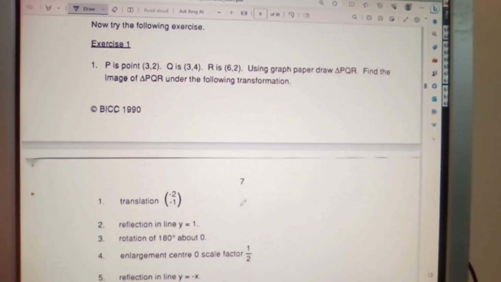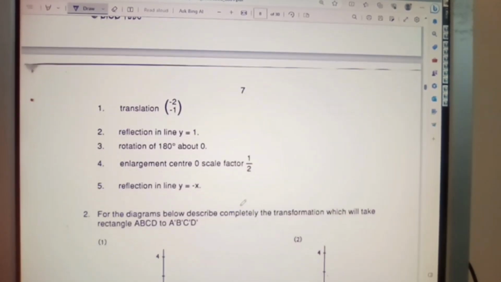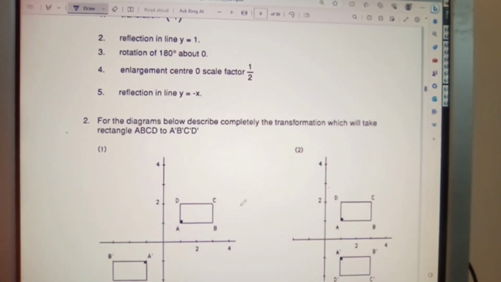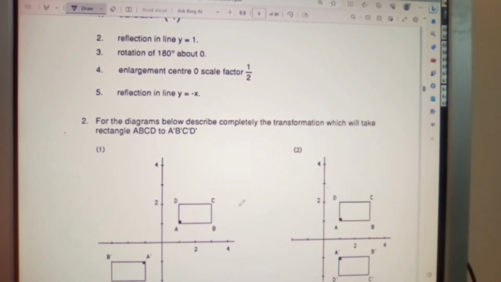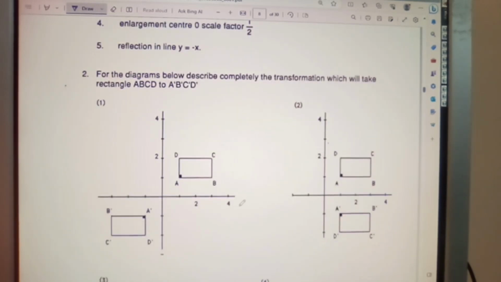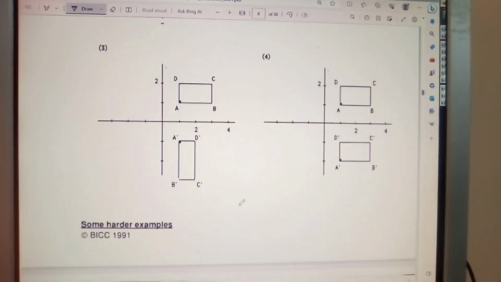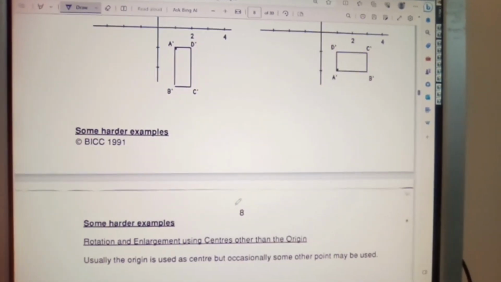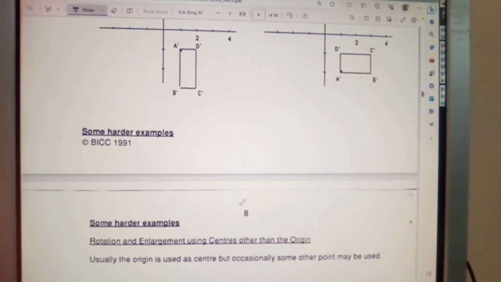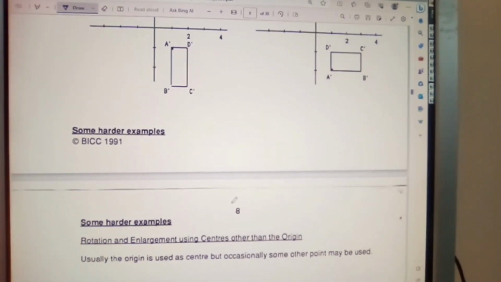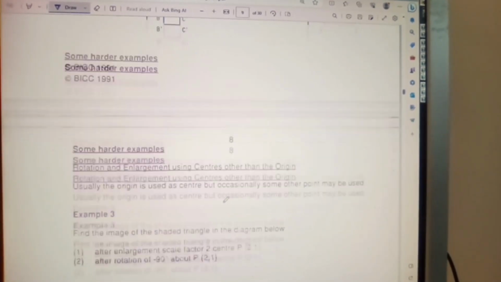Okay, and you're now looking at this exercise 1, so let's look at what's happening here. For the diagram below, describe completely the transformation which will take rectangle ABCD to ABCD. Now these are for you to do. Now some of you should have known this by now and be familiar with it and should be able to work through it. Okay.